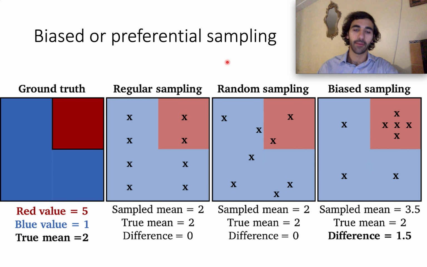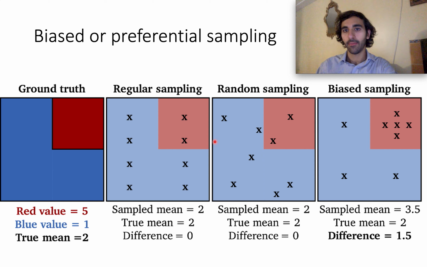To illustrate that point, here we have 4 diagrams. To the left, we have the ground truth. So 1/4 of this region is made up by this red tile. Samples taken from this red tile will have a value of 5, whereas samples from the blue tile will have a value of 1. Because the red tile is 1/4 of the total site, the true mean for this synthetic site would just be 2. If we were to regularly sample, so if our samples were evenly spaced, then our sampled mean would be the same as our true mean.